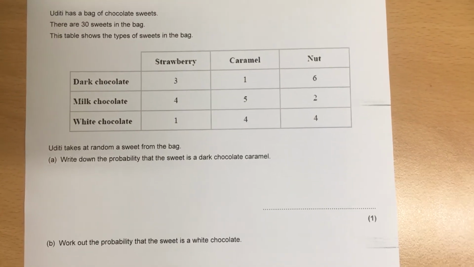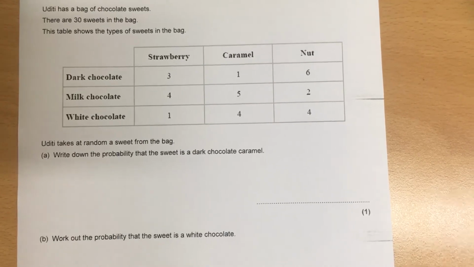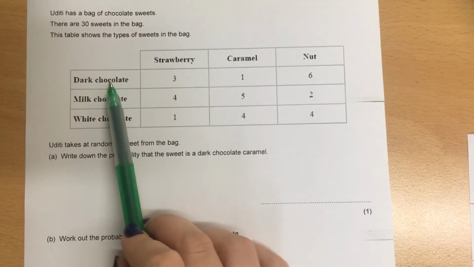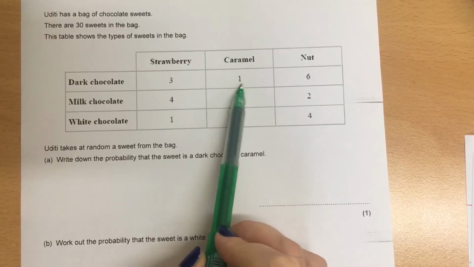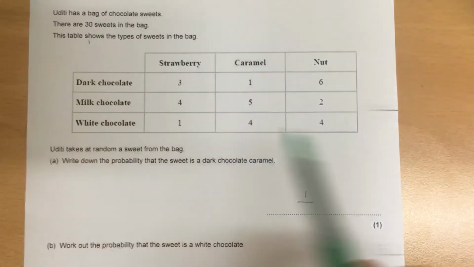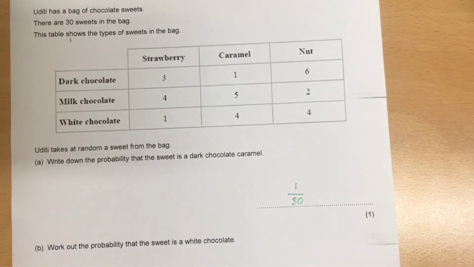Okay, last question. There are 30 sweets in the bag. The table shows the types of sweets. Write down the probability that the sweets are dark chocolate caramel. So dark chocolate, caramel, there's one of those. And we know the total, because it tells us in the question, is 30. So it's 1 out of 30.